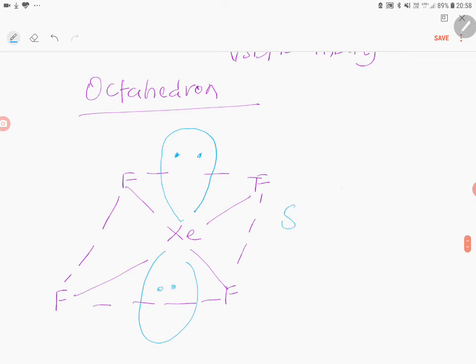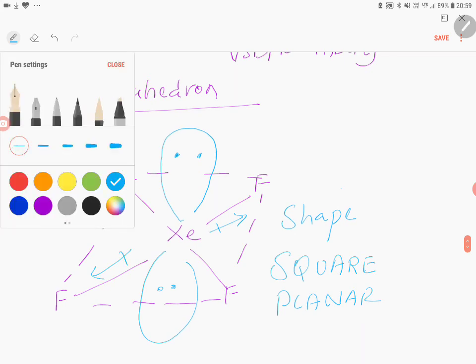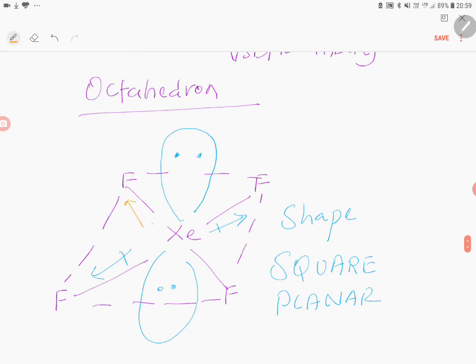Therefore, the actual shape of this molecule is square planar. And here this dipole is cancelled by this dipole and this dipole is cancelled by this dipole. Therefore, the dipole moment is equal to 0. Right?